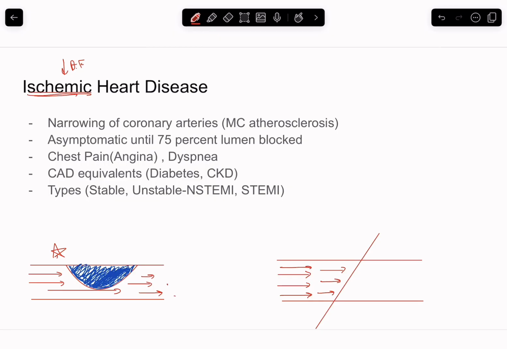Okay, as seen in this figure, we have an atherosclerotic plaque here, and this plaque results in substantial narrowing of the coronary arteries. This is the coronary artery. Okay, and this is what we call ischemia.